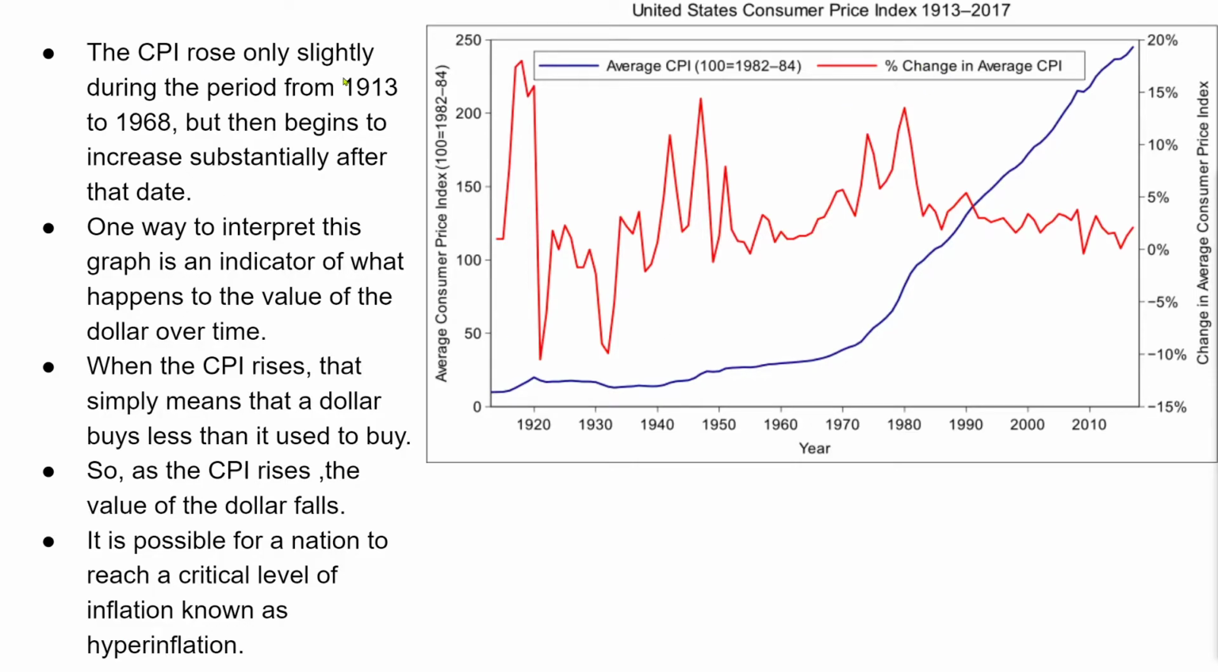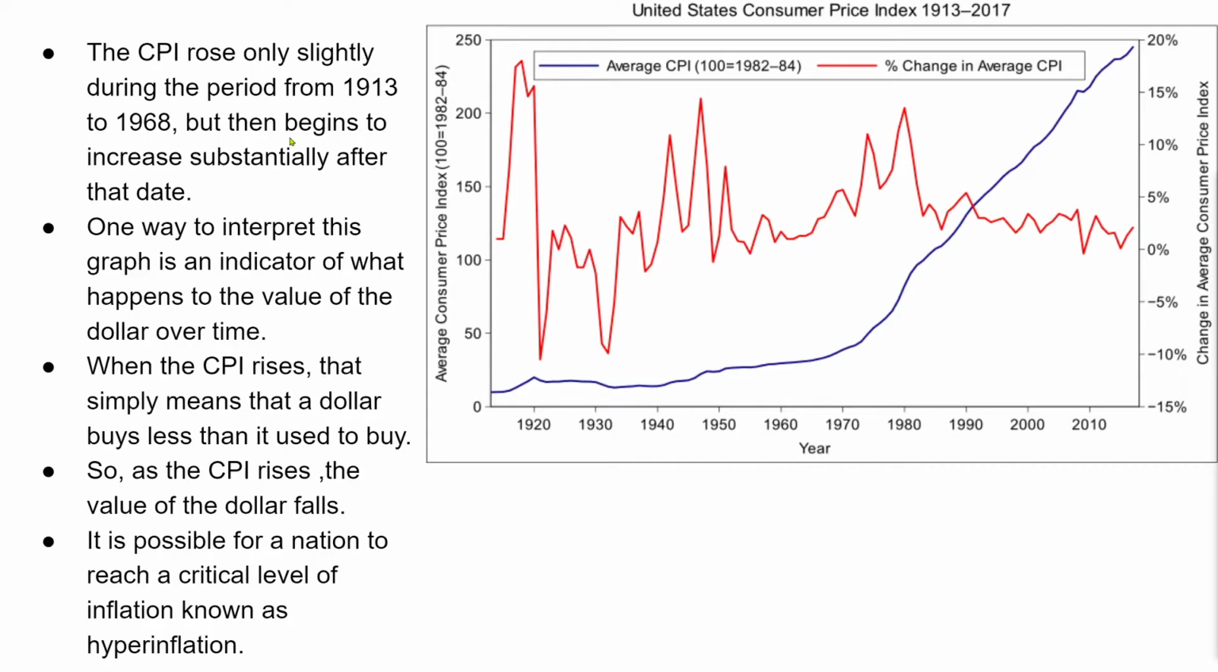The CPI rose only slightly during the period from 1913 to 1968, but then it begins to increase substantially after that date. One way to interpret that graph is as an indicator of what happens to the value of the dollar over time. When the CPI rises, that simply means that the dollar buys less than it used to buy. So it has less value, right? As the CPI rises, the value of the dollar falls.